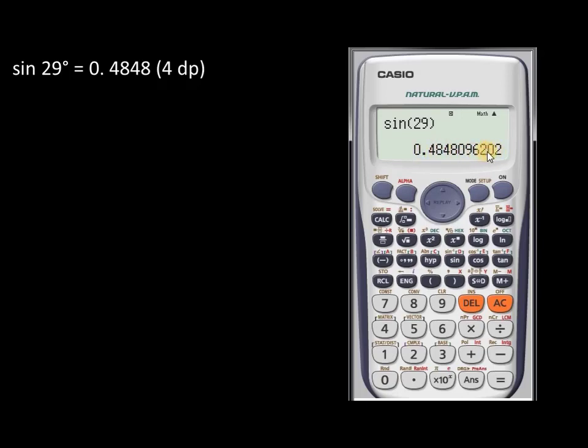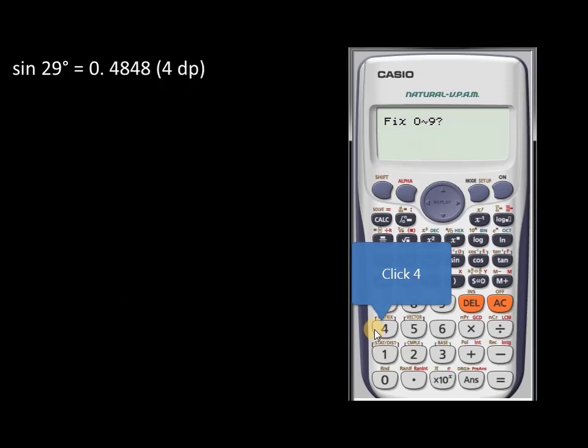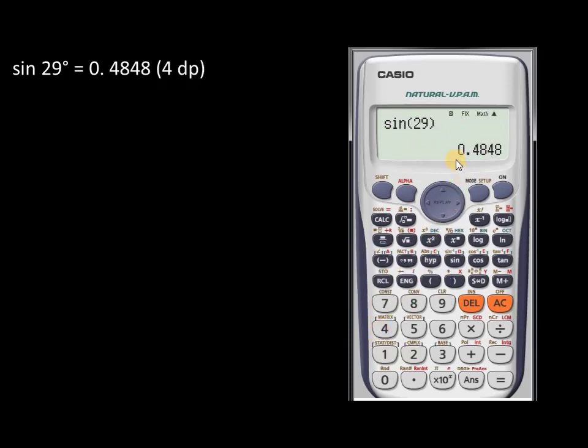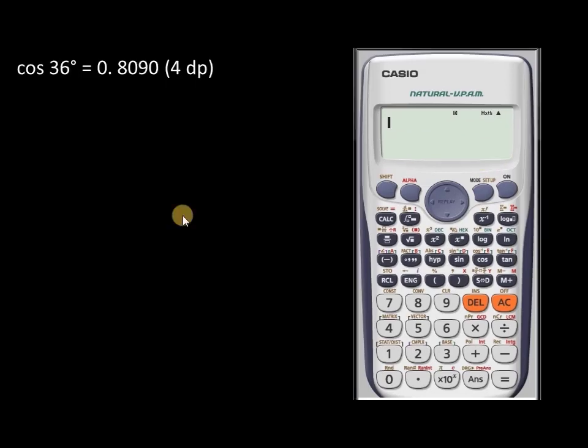We want to cut it to 4 decimal places, so we must go shift, set up. Fix means cut, so we will go 6. No, I want 4 decimals, so I go 4, and the answer is here on the calculator, 0.4848.